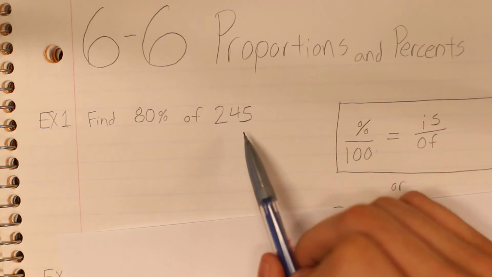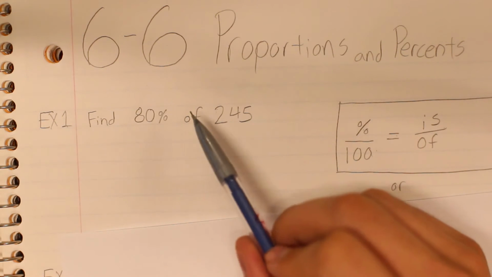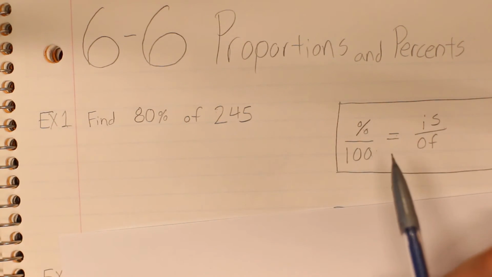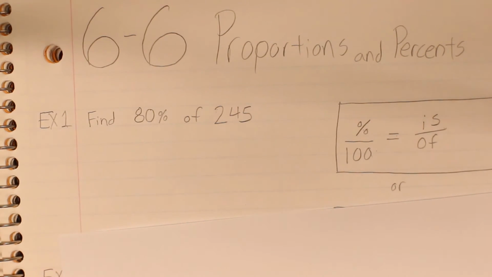So this is the whole group. This is the percentage. I'm looking for the is. I'm looking for the part. Here's a better way to look at it that kind of just sticks with people.